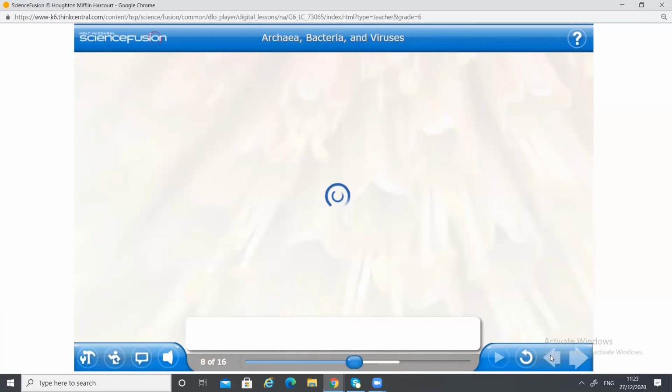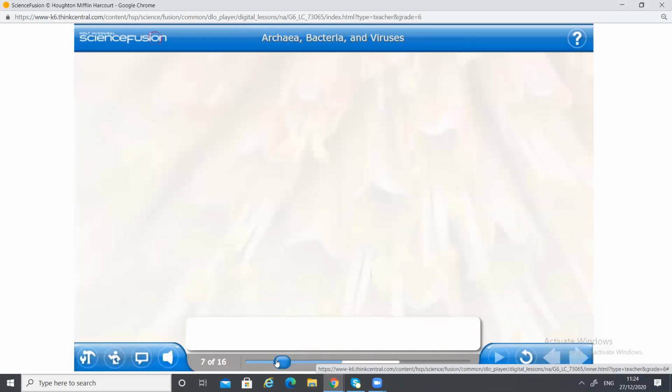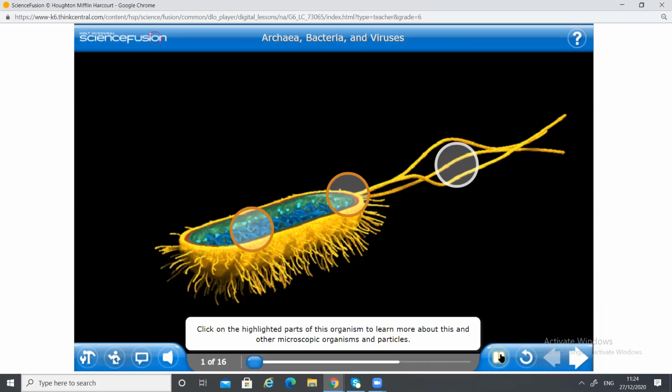Now, bacteria are able to reproduce in an amazingly short amount of time. They are able to do Sophia loves science class. Okay, girls, can you hear the video here? Yeah, Miss. Today, Sophia and the rest of her class are learning about microbes. Click on the highlighted parts of this organism to learn more about this and other microscopic organisms and particles. When you see this here, when you are done, click the next.